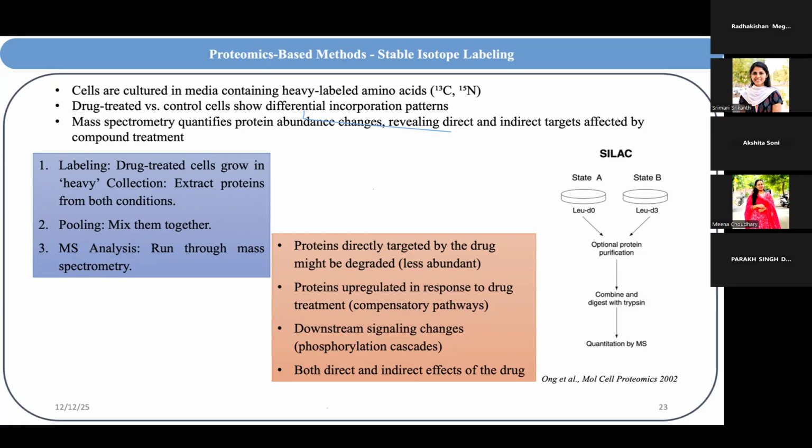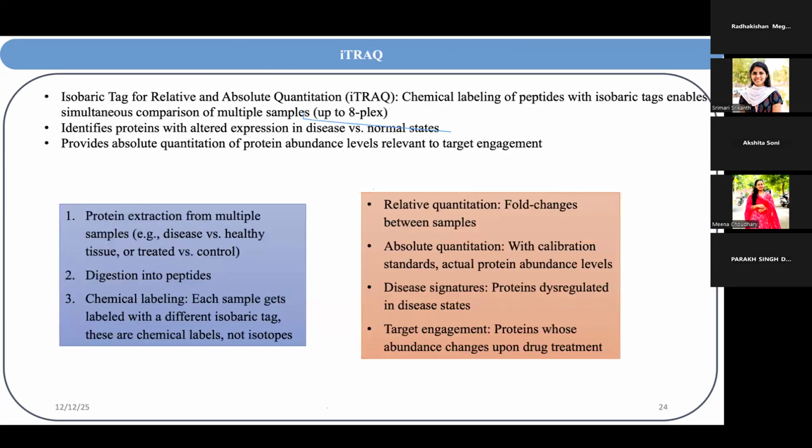In this figure, we can infer these two strategies. In the ICAT labeling strategy, they have labeling and then quantification. And in iTRAQ, which stands for isobaric tag for relative and absolute quantification.